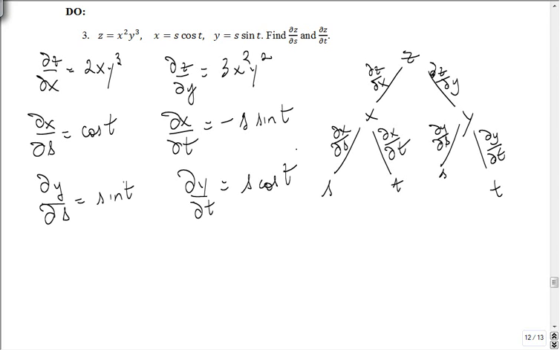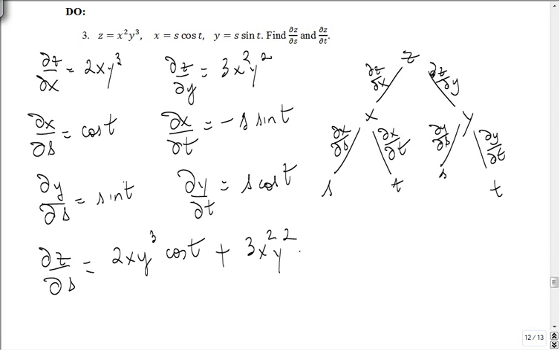Okay, let's bring them all together then. So what is partial z with respect to s? Can somebody tell me what you have? 2xy cubed, yes, cosine t, yes. 3x squared y squared. Say that again? I'm not hearing you. Sine t. Great.